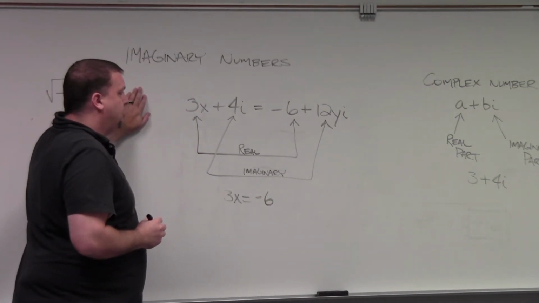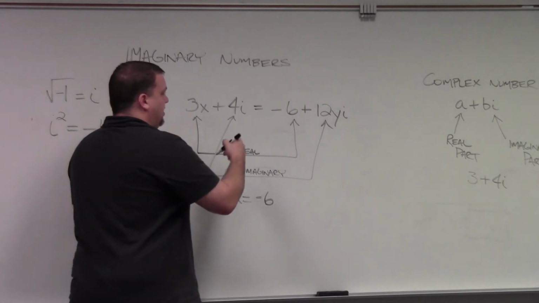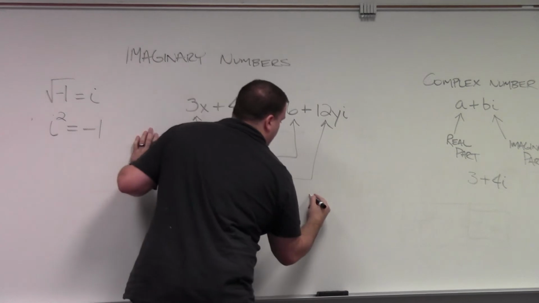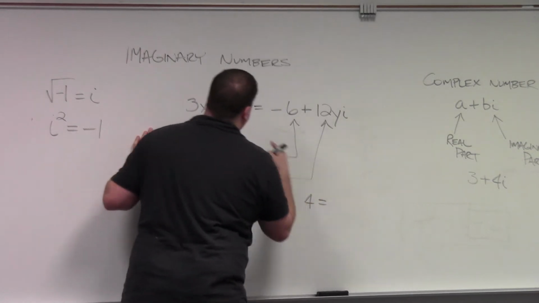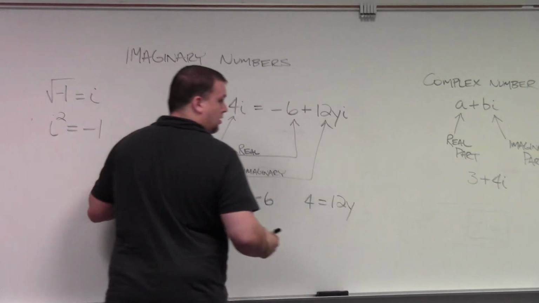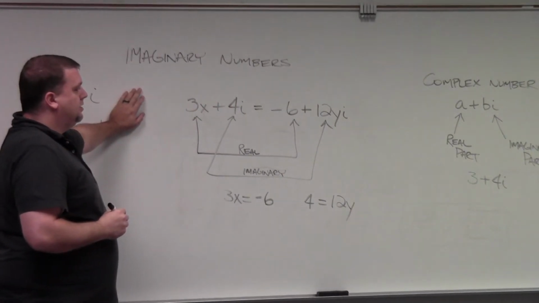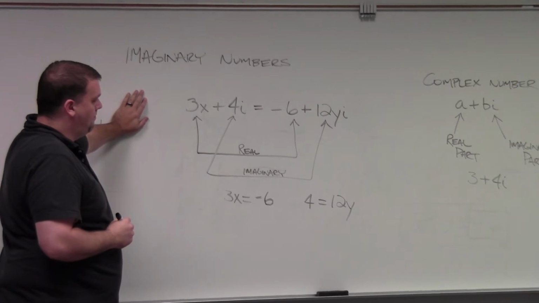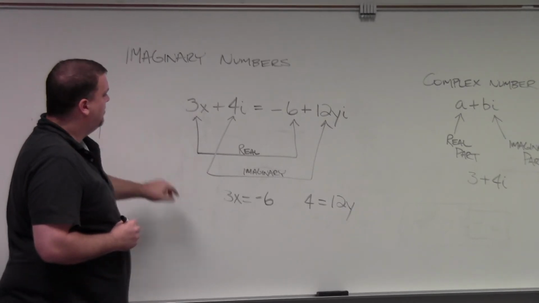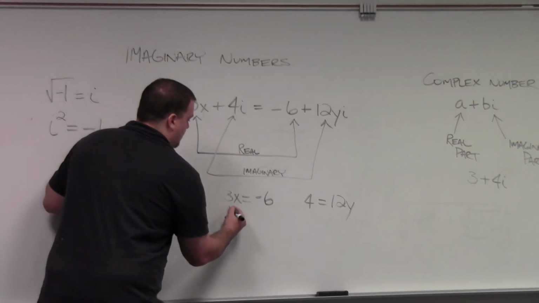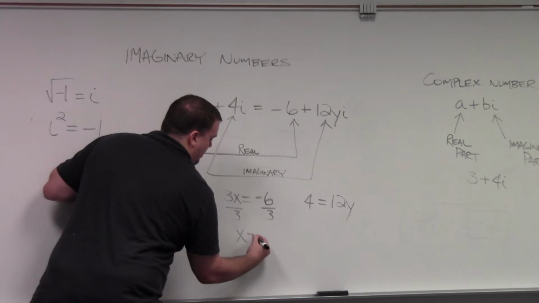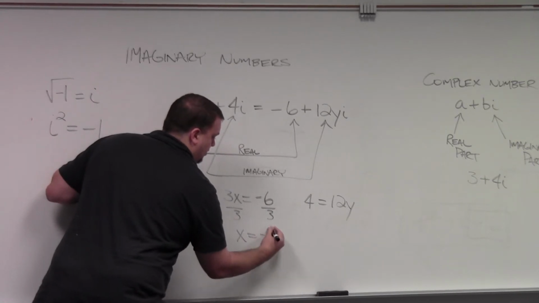In order for the imaginary parts to be equal, and we really don't even need the i here, we just need the coefficients. 4 has to be equal to 12y. Can we keep i there? You can, but it's not really necessary. We're just going to solve these. So I have 3x equal to negative 6. That's a simple equation to solve there. So x equals negative 2.